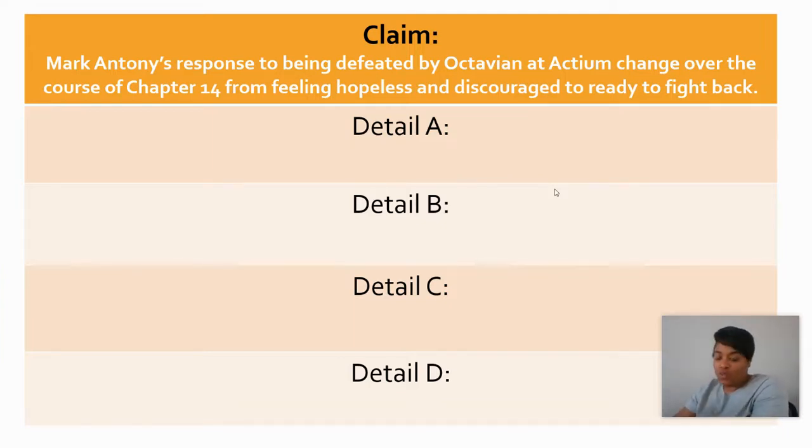Now that we're on page 103, scholars, we are looking for a response of Mark Antony's that shows he has been defeated. So we're looking for Mark Antony's response to being defeated. We are going to start under Cleopatra prepares for action. We're at the second paragraph.